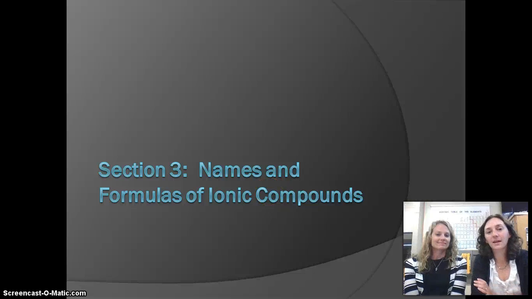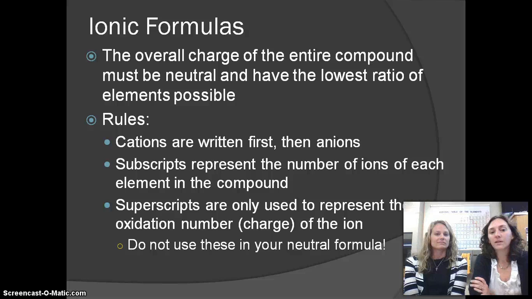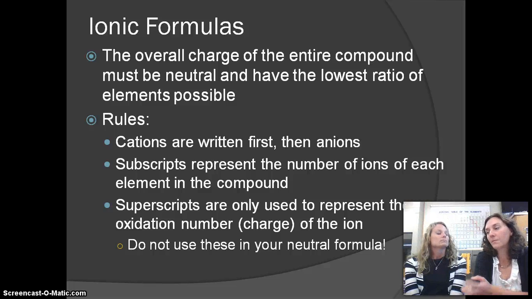Okay, section 3, names and formulas of ionic compounds. Ionic formulas: the overall charge of the entire compound must be neutral, so it has to have a charge of 0, and have the lowest ratio of elements possible. The reason we say lowest ratio is because when you start combining them, you might get 2 of one element and 2 of the other, but you need to reduce it to the lowest ratio of 1 to 1.